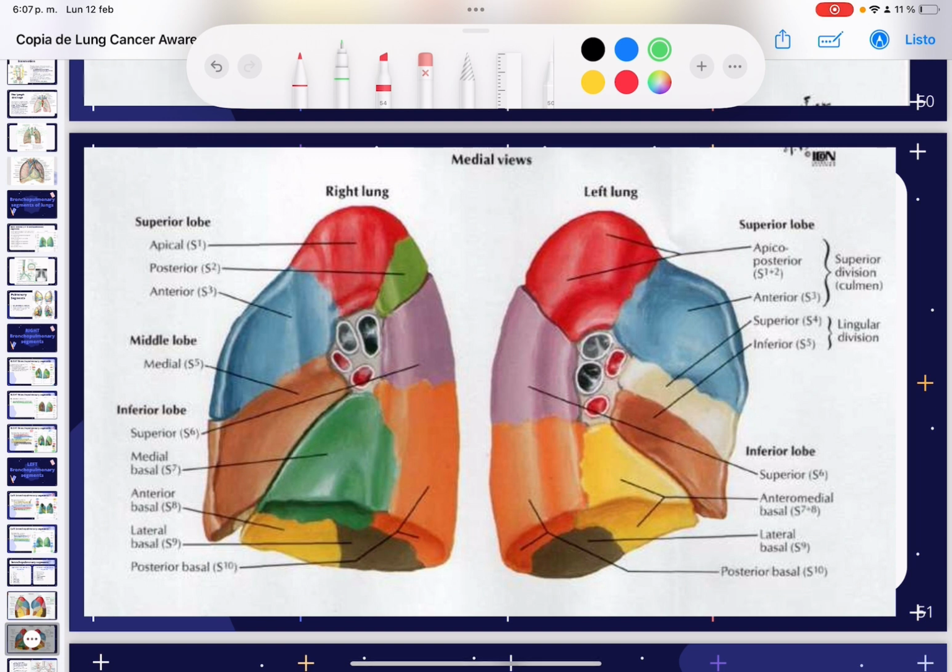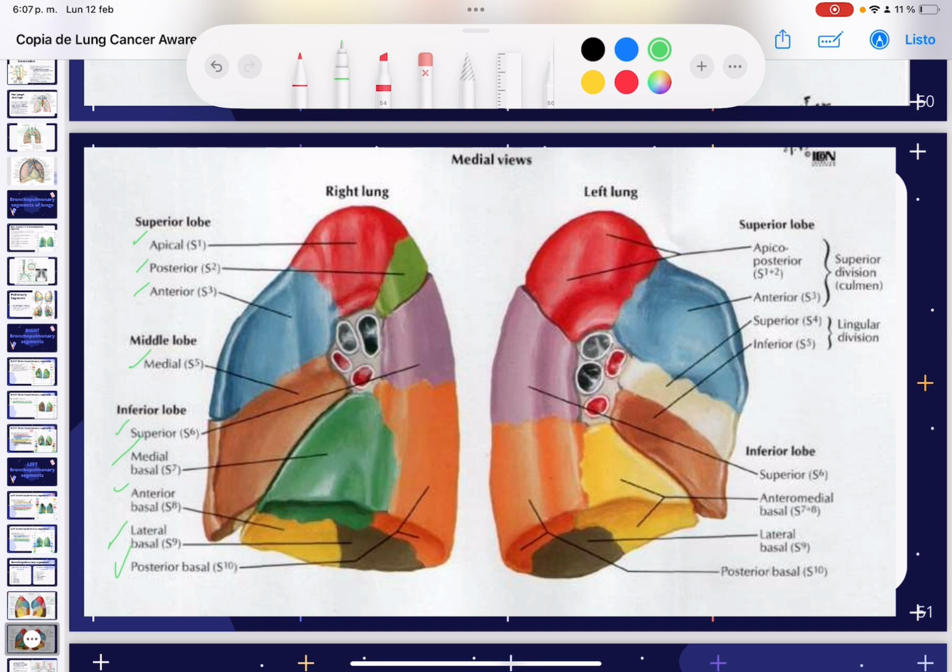In here, the mediastinal view. Apical, superior lobe of the right lung. Apical, posterior, anterior, middle, medial. And inferior, superior, medial basal, anterior basal, lateral basal, and posterior basal.